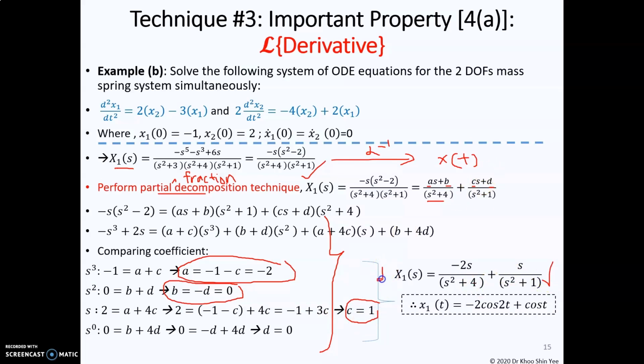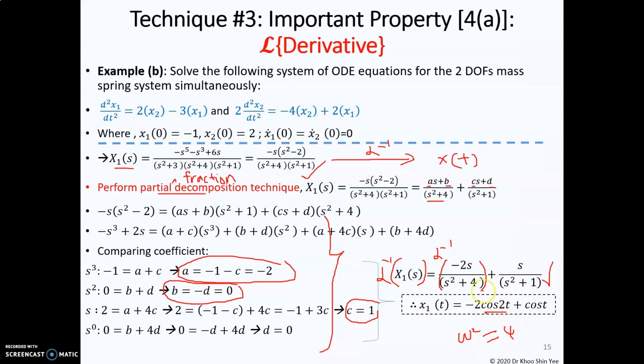Then we take the inverse Laplace transform for the X1(s). So we take the inverse Laplace transform for this term. You get s over s squared plus 4. If you take the inversion, then you get cos 2t, because you have s squared plus omega squared. Your omega squared is equal to 4. So therefore, your omega is equal to 2 here.